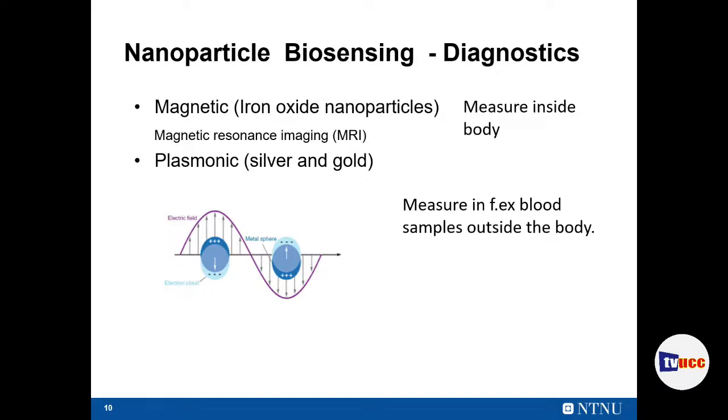So a little more on diagnostics and these different kinds of particles to use. As many of you know, iron oxide is a good contrast agent for MRI. So we can incorporate iron oxide in a nanoparticle and use this particle to measure inside the body. Often you take out some blood from the patient and want to detect some molecules in the blood, and then the plasmonic behavior of nanoparticles from materials like silver and gold can be used.